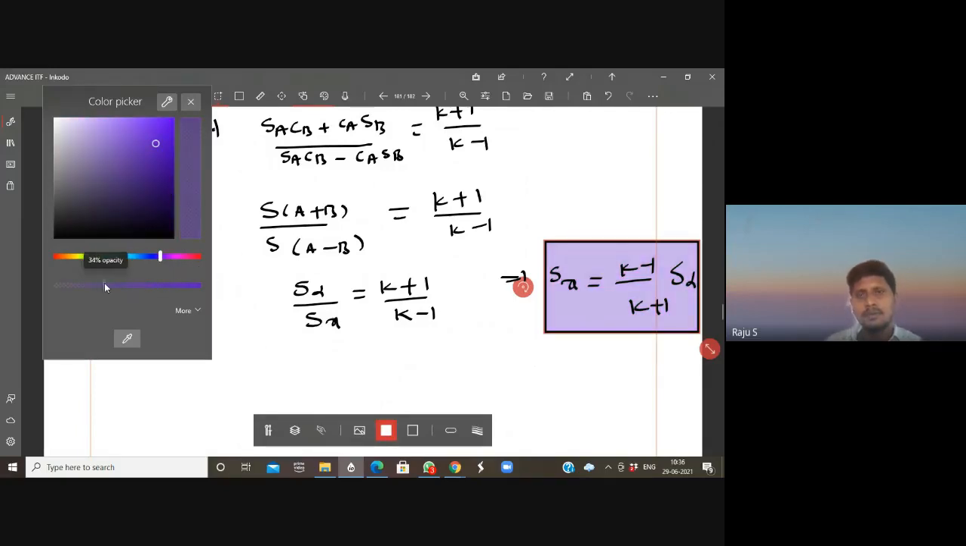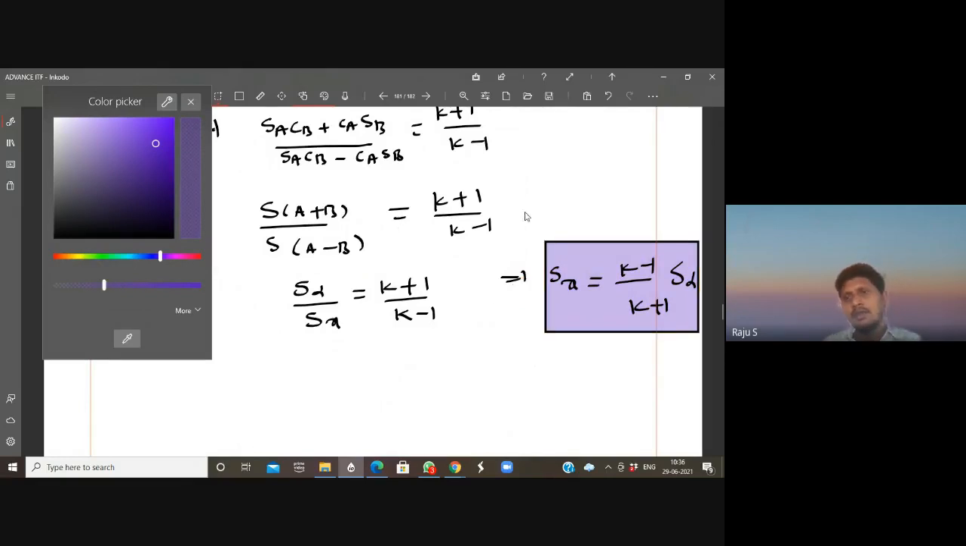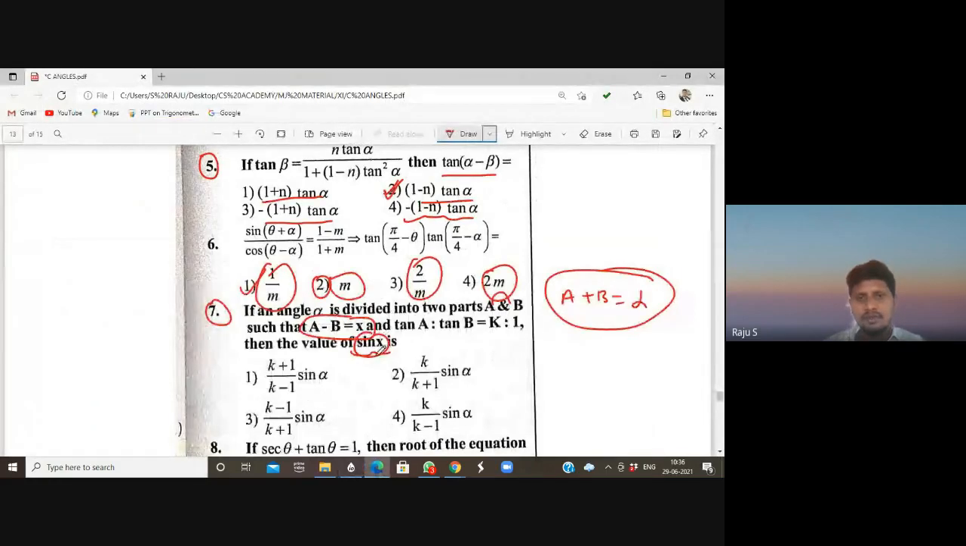Okay. K minus 1 by k plus 1 into sine alpha. That's all. Third option.